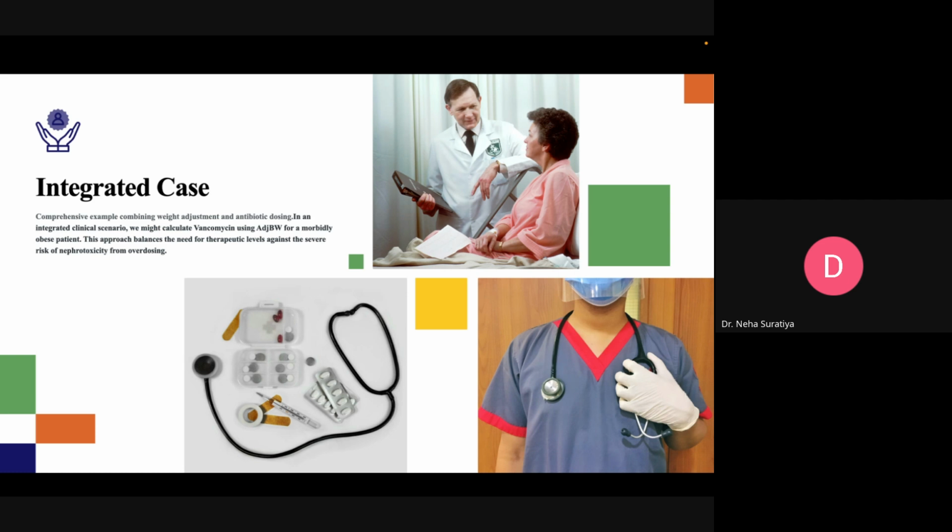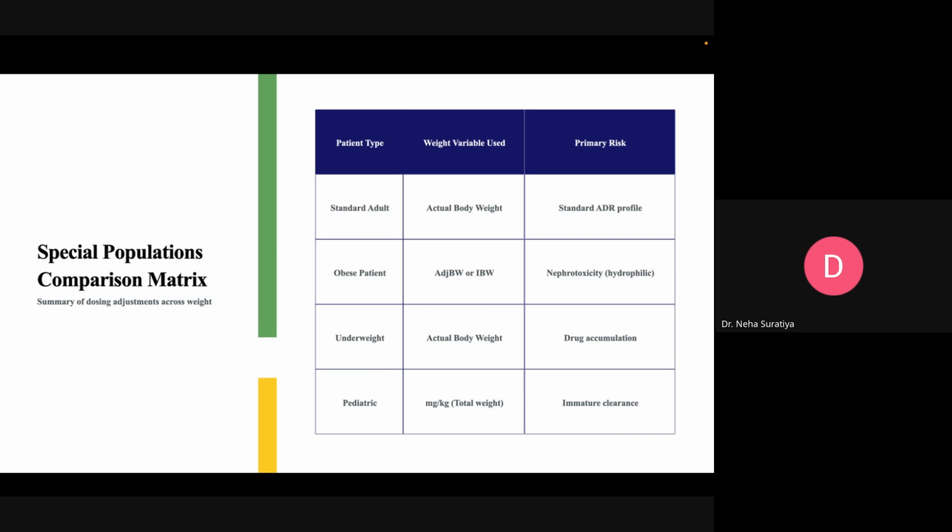So just imagine this integrated case as all the formulas and all the theory we understood today. Precision dosing is the difference between cure and complication, I can say, last line. So you need to understand this in practice in very great detail.